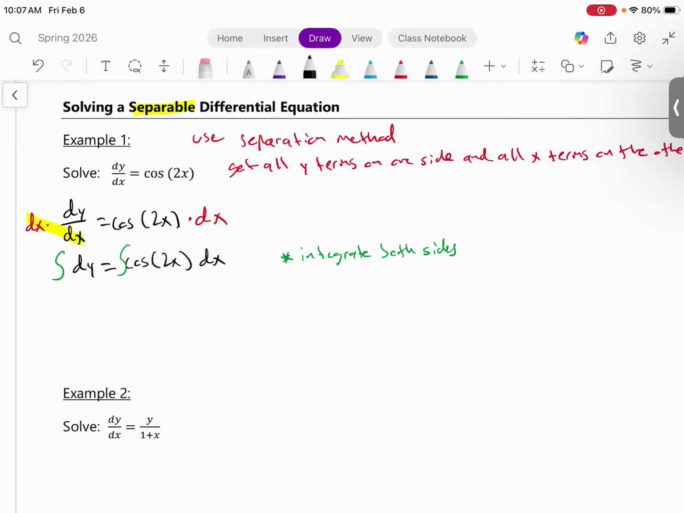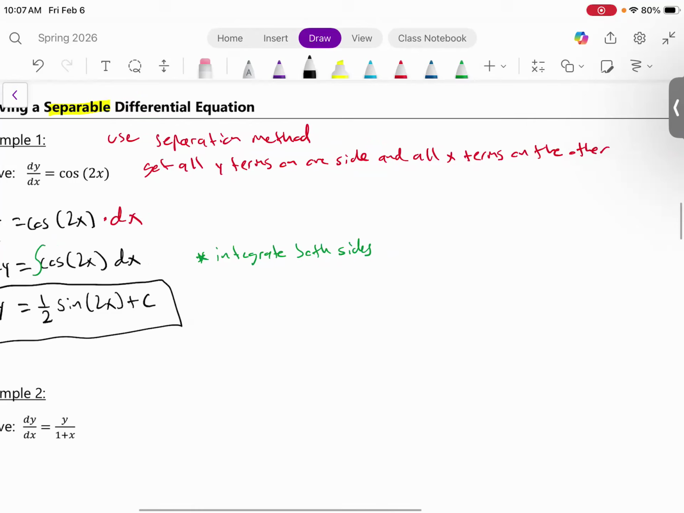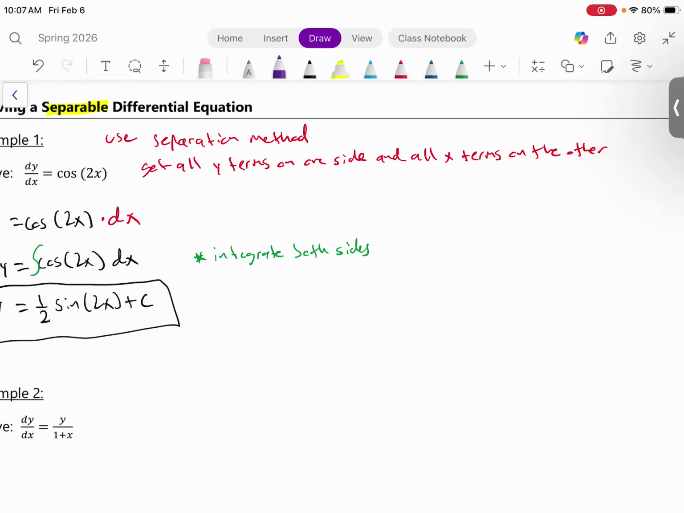The integral of dy is just going to be y. And then the integral of cosine of 2x, that's a bit of a mental u-sub. So that would be 1/2 sine of 2x plus c. Mental u-sub, how does that work out? Let's go off to the side and double check that mental u-sub.